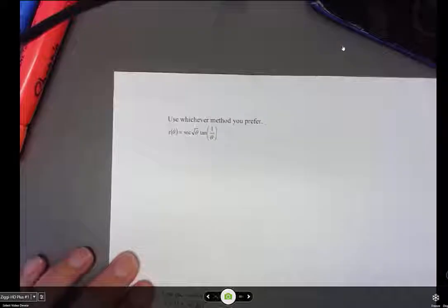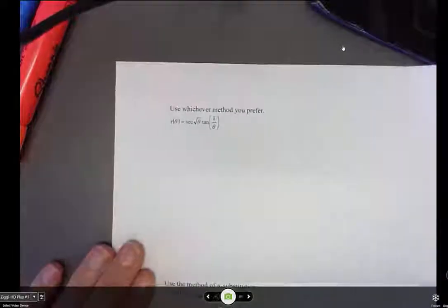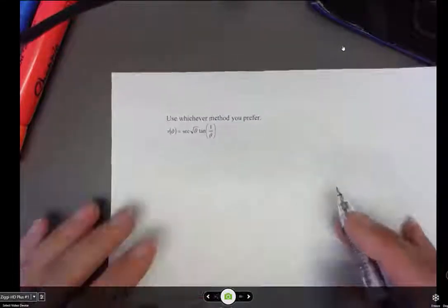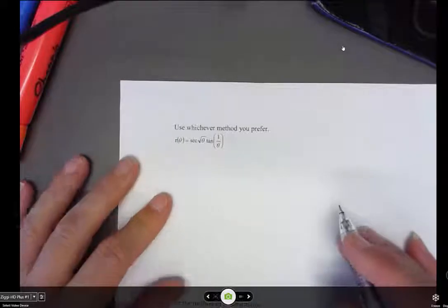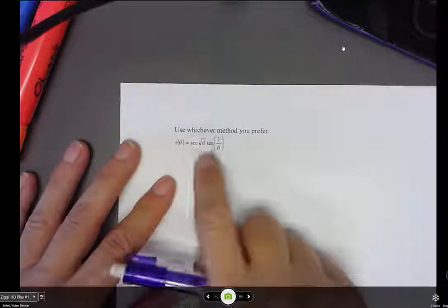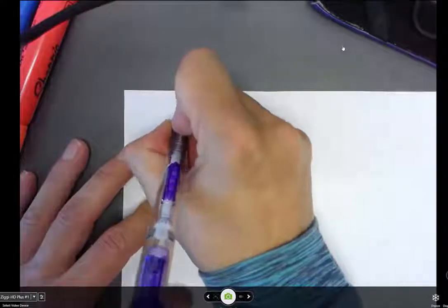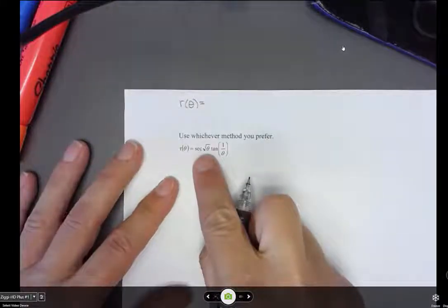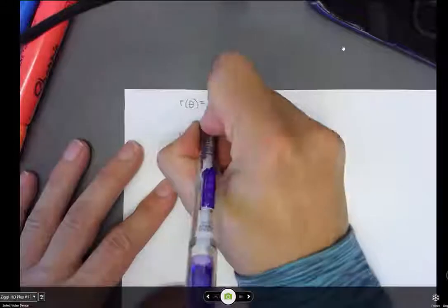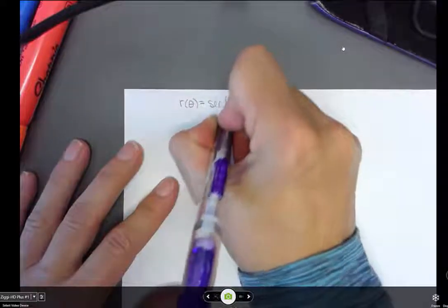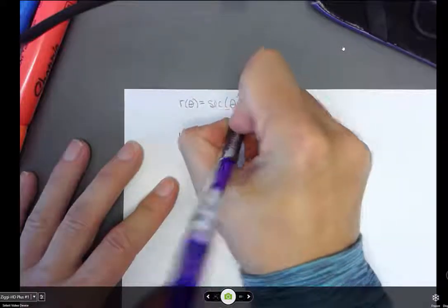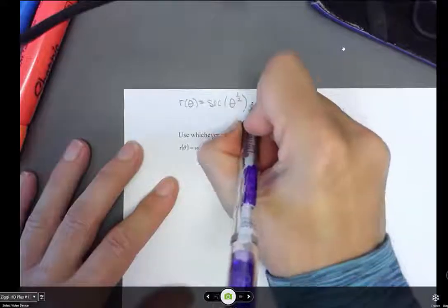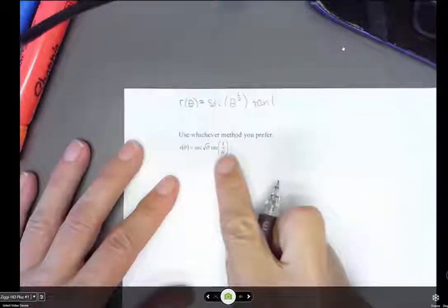Alright, so let's go back to the problem that I skipped. And before I even try to use any of the rules, I'm going to rewrite this. I'm just going to write it at the top of the page. So instead of square root of theta, I'm going to call that theta to the 1/2. And then tangent, instead of calling that 1 over theta, I'm going to write that as theta to the negative 1.